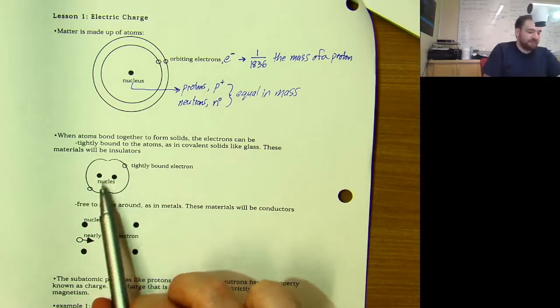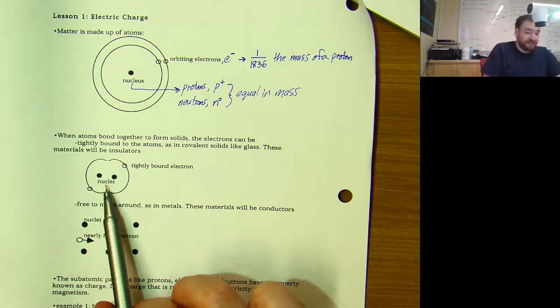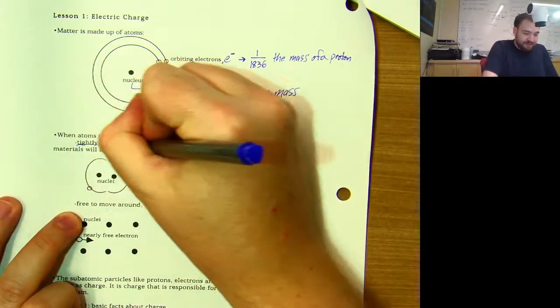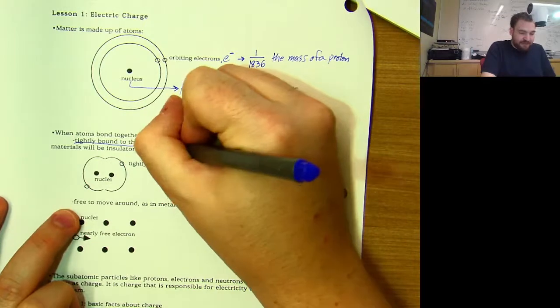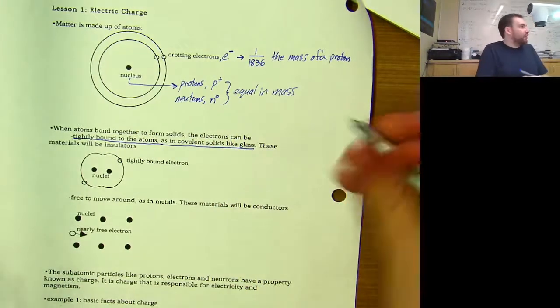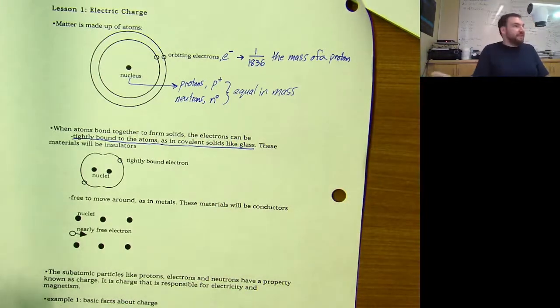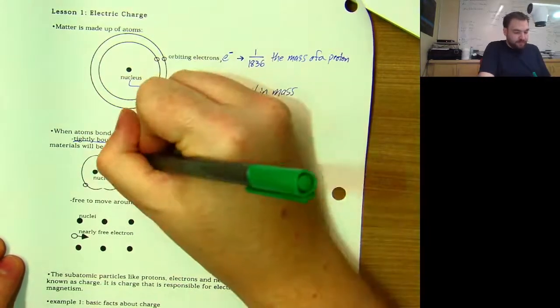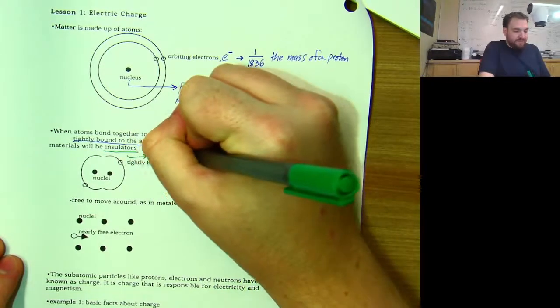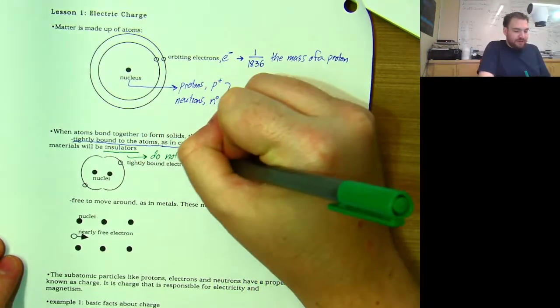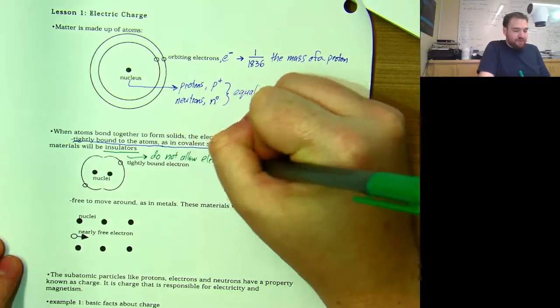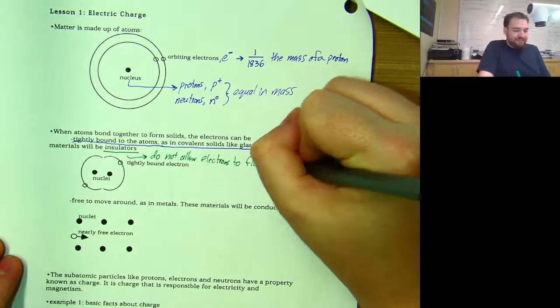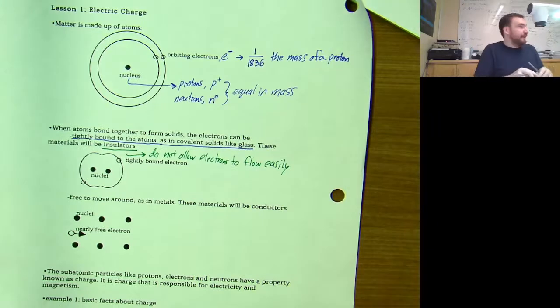They're bound fairly strongly to these things. Tightly bound to the atoms, as in covalent solids like glass. If they're tightly bound, it's hard to get rid of them. That means they don't flow very nicely. Objects that don't allow electricity to flow very nicely, we have a name for. Call them insulators. They do not allow electrons to flow easily. This is review, yes?